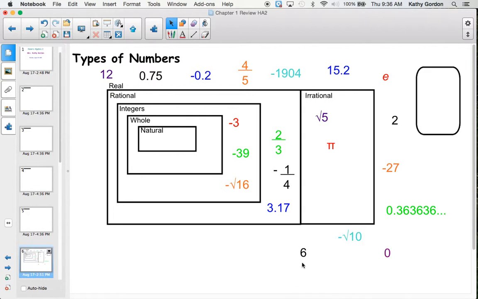6. Natural. Finally, one of the counting numbers. This is also sometimes called the counting category. Okay, natural or counting, same thing. Negative square root of 10.